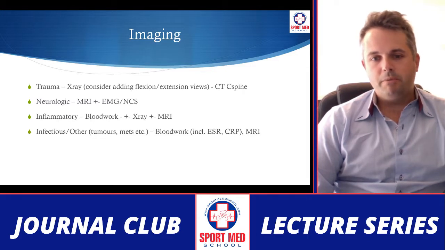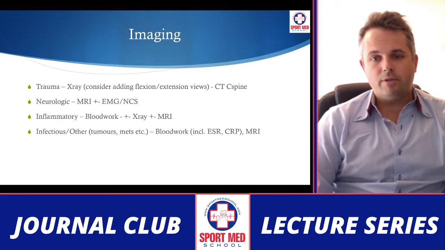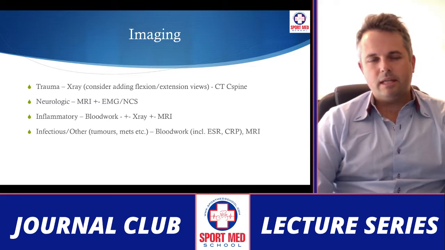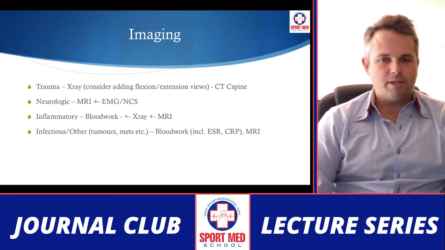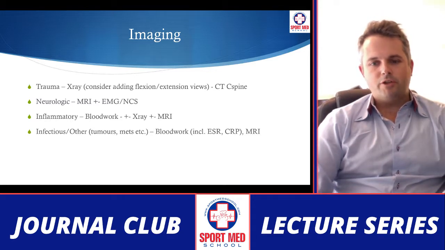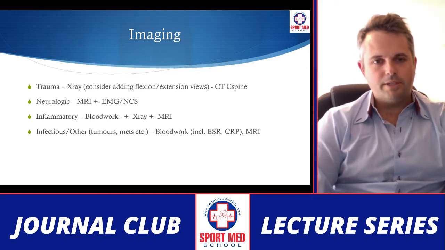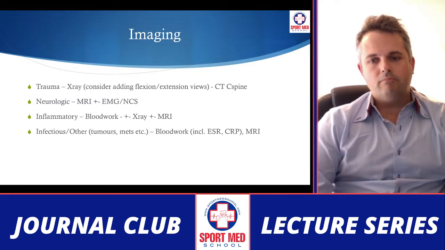It's what we talked about before in terms of what imaging to consider based on that positive history. So trauma, obviously X-ray and CT of the spine; neurological, MRI plus or minus the EMG or nerve conduction study. Sometimes the specialists want to see that testing, but it's not always necessary. And then inflammatory, blood work plus or minus X-ray, plus or minus MRI. And then obviously with the infectious, you want to do a combination of both blood tests as well as imaging. Those patients may also warrant further referral before you work them up, such as to an emergency department.